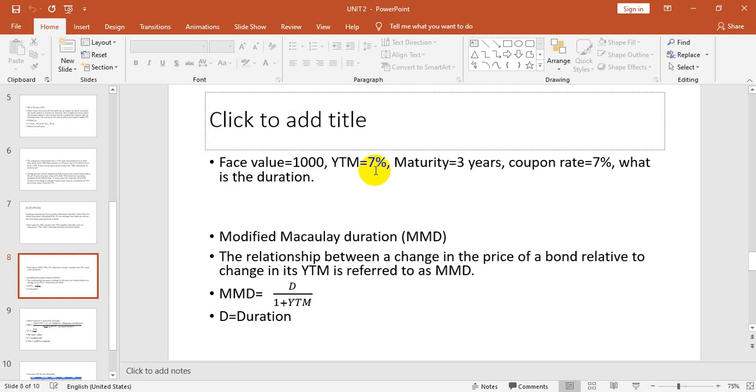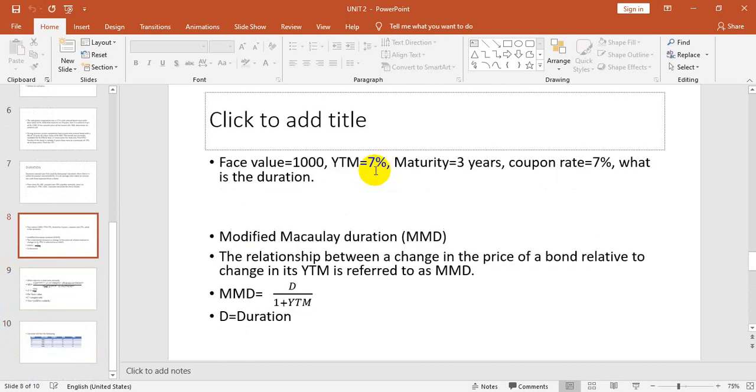So now the next topic is modified Macaulay duration. This is another little bit extension for that. The relationship between a change in the price of a bond relative to change in its YTM is referred to as modified Macaulay duration. So it will be MMD is equal to D divided by YTM. So duration will be that only, D divided by YTM as such.